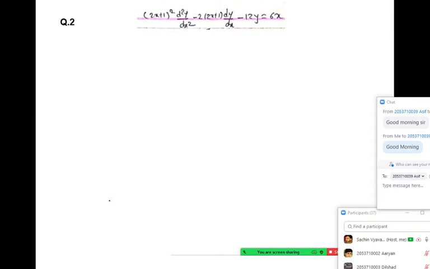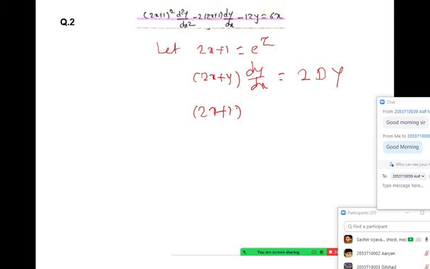What is the value of this term then? If we take 2x plus 1 is equal to e raised to z, what is the value of 2x plus 1 dy by dx? 2 dy. Yes, correct. It is not only dy, it is 2 dy. And what is the value of this one? 2x plus 1 bracket square d2y by dx square. This will be 2 square, that is 4 d into d minus 1 y.